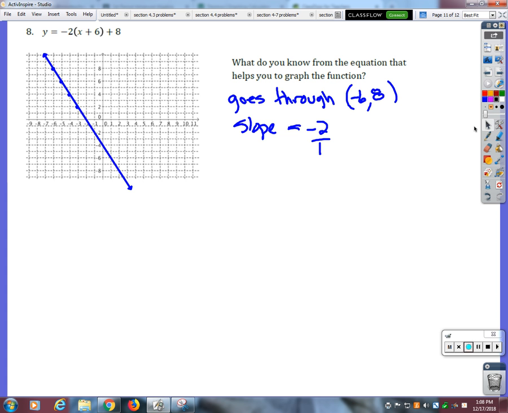Luis, how'd you get -6? Where the -6 came from? The x coordinate of the point is inside the parentheses with the x, but it's the opposite of this. So if this is plus, then it's going to be minus. If this is minus, it's going to be plus.